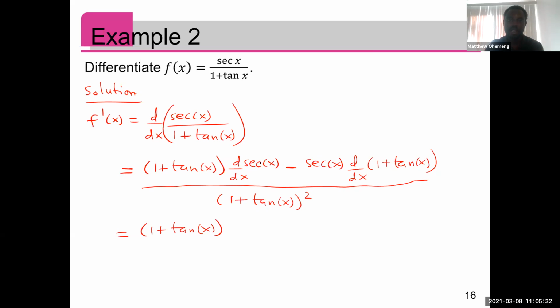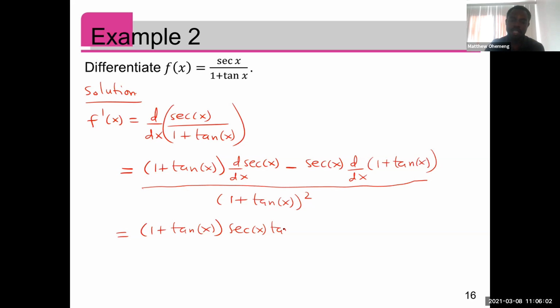Does anyone remember the derivative of secant x? What's the derivative of secant of x? Anybody? Or you've not memorized yet? Nobody. Okay, I see secant x tangent x. Perfect. Thank you, Jesus. Yeah, that's true. So the derivative of secant x is secant x tangent x.